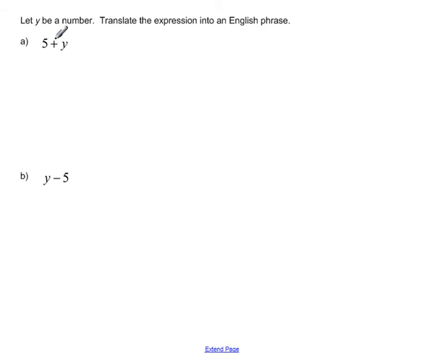So let's take a look at this first one. So we have addition that's going on here. And so we could certainly just say, if I were to just look at this, I would probably say 5 plus y. So that would certainly be one way to translate that into English. I could say that this is 5 plus y. And that would be a totally fine way to say it.